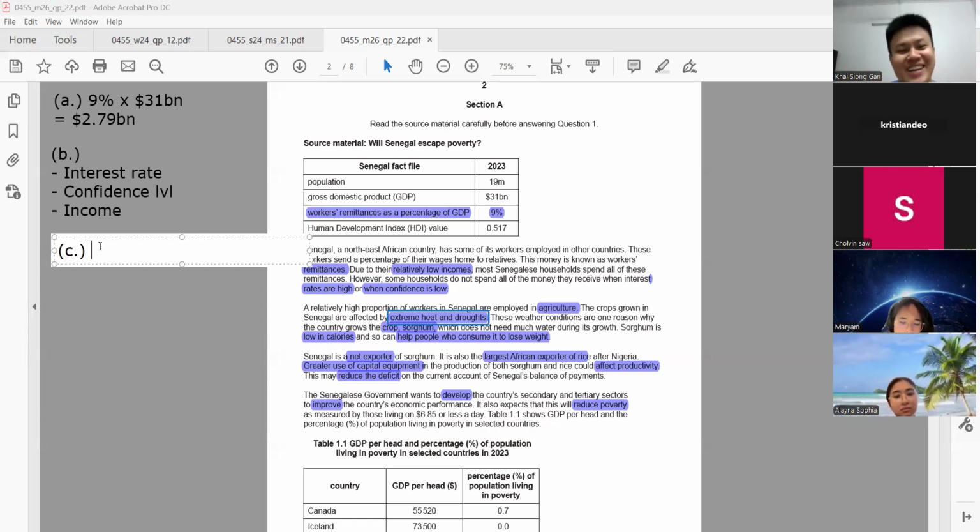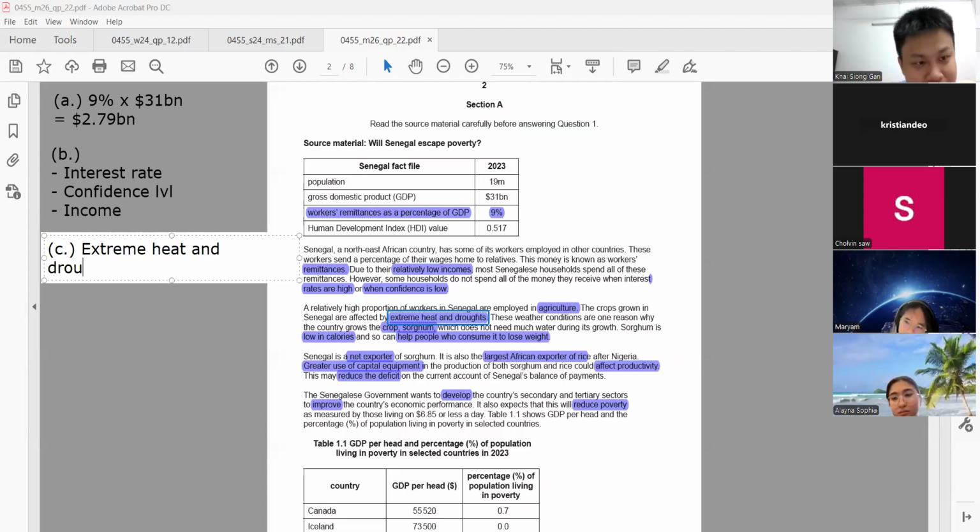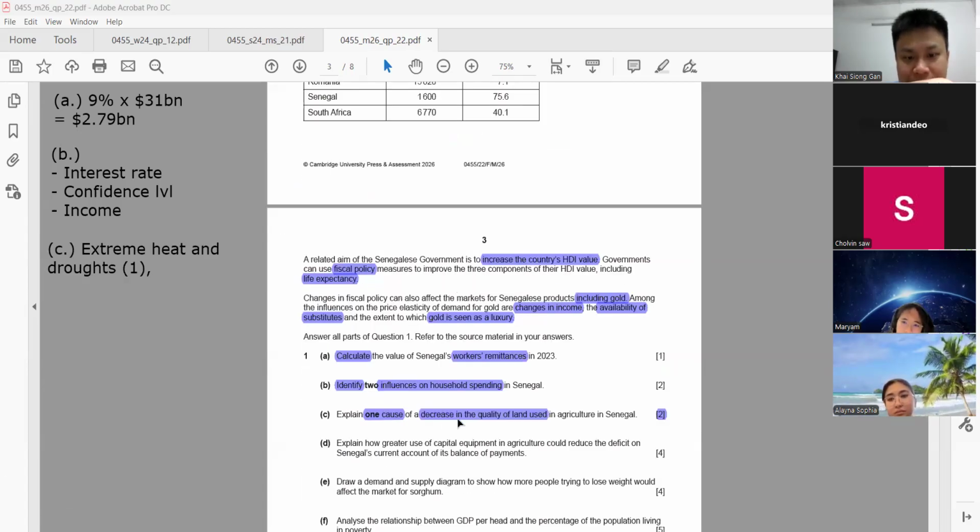If you don't know where the answer is, you copy the whole article inside. So yeah, extreme heat and droughts. 1 mark. Explain. How is this affecting the quality of land? How is this resulting in decreasing the quality of land use in agriculture?